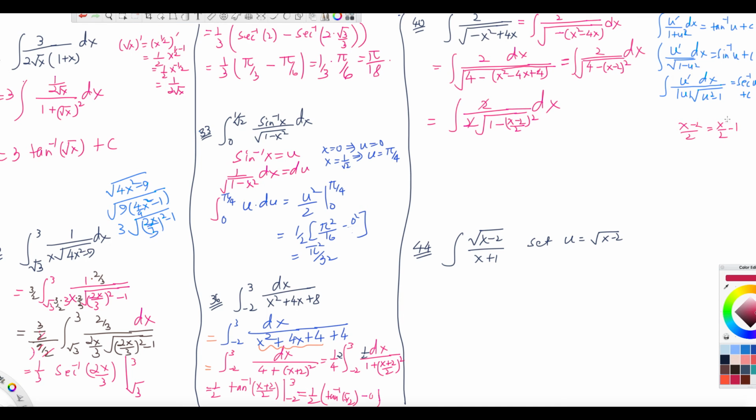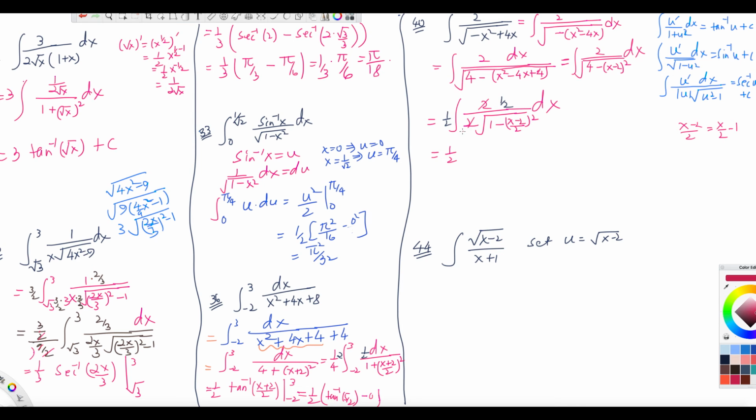2 over 2 is 1. So the derivative of x over 2 is 1 half minus 0. So you need 1 half on the top and bottom. Let me write 1 half here so that this can be written as sine inverse, right? So it is like 1 half.